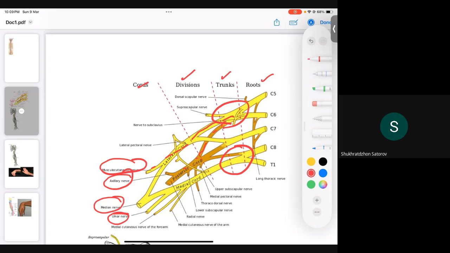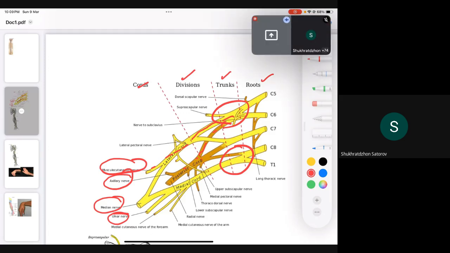Can anyone tell me which muscles the axillary nerve innervates? Deltoid, teres minor. Perfect. It innervates your deltoid muscle, and teres minor. We discussed that anterior dislocation can damage your axillary nerve. So if the axillary nerve is damaged, can I have abduction from above 15 degrees to 90 degrees? No. Perfect. Can I have sensation over the deltoid? Can I feel that? No.